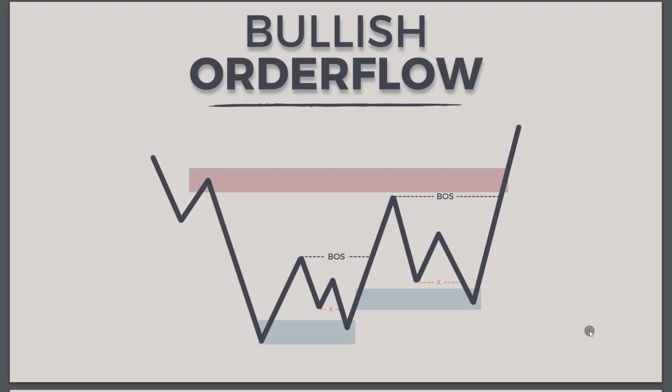So taking a look at the bullish order flow. In this diagram, this is how the bullish order flow looks. Now, this is the textbook example. It's going to be harder when it comes to live examples, and the live market is going to be much harder to identify. It's not going to be as easy as this. However, this is how it looks in general, especially in the higher time frame.